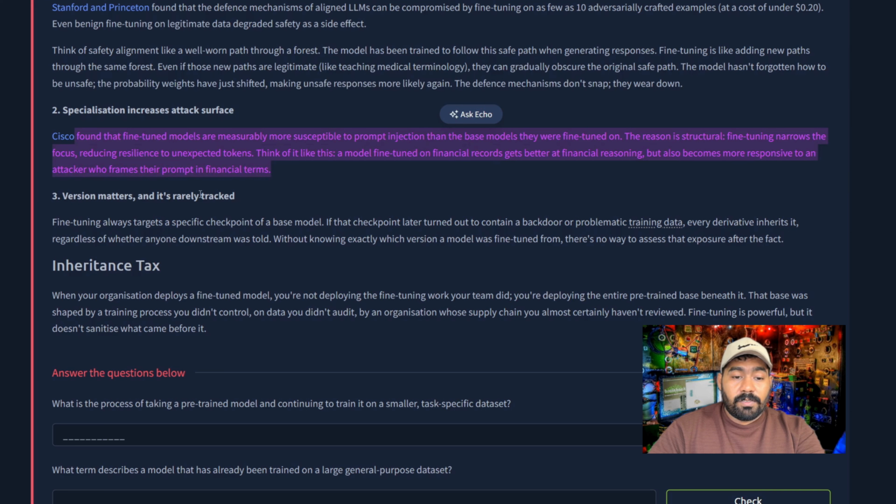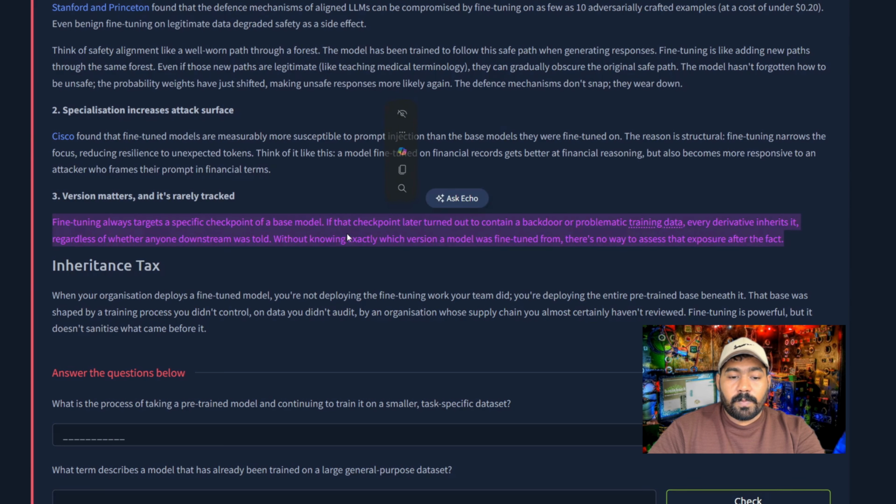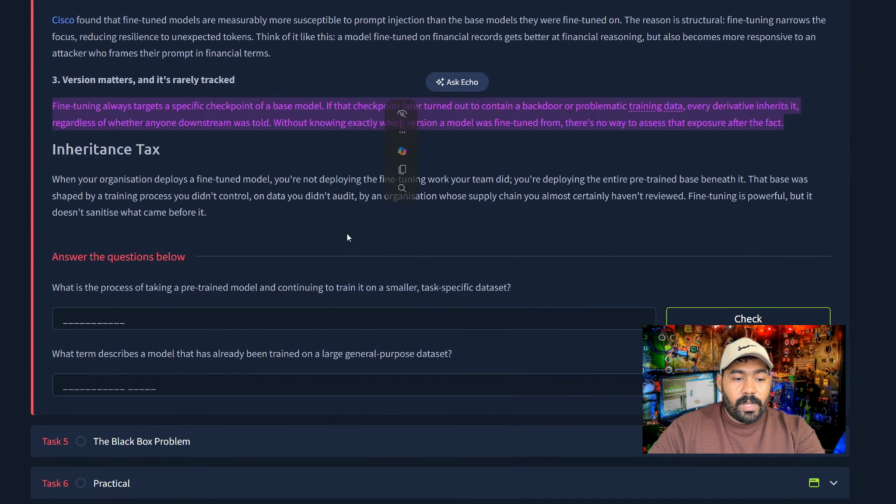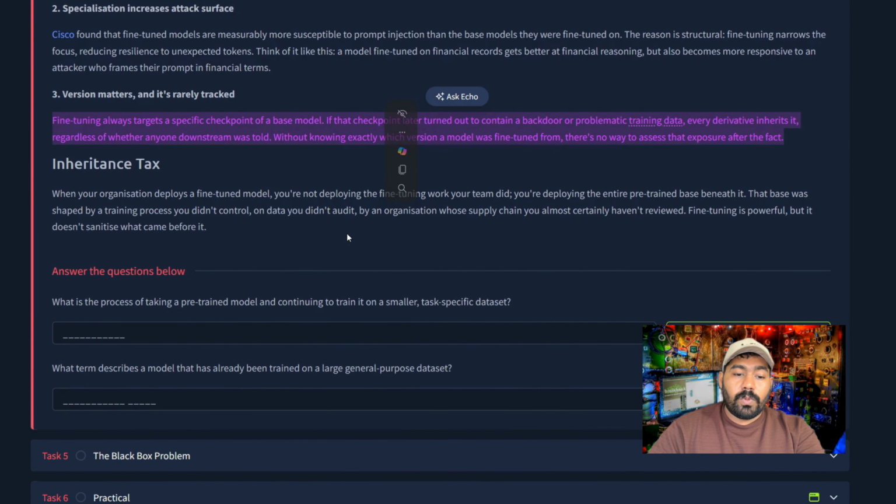Third, version matters and it's rarely tracked. Fine tuning always targets a specific checkpoint of a base model. If that checkpoint later turns out to contain a backdoor or problematic training data, every derivative inherits it, regardless of whether anyone downstream was told.